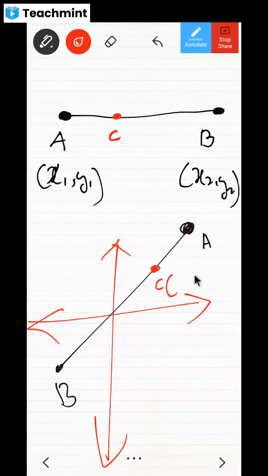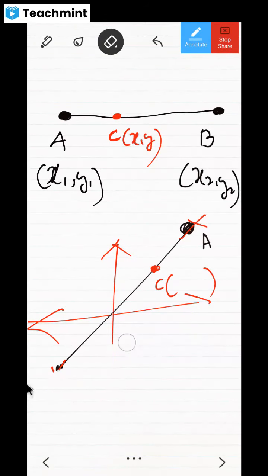Don't you think it will also have some coordinates, just like A and B have? Yes or no? Yes, sir. So now that I am showing it in the straight line, this will have some coordinates. Let me call those coordinates x and y. Is it clear, dear children?